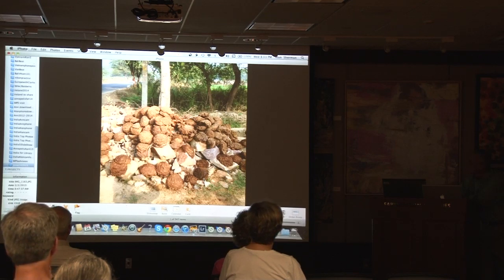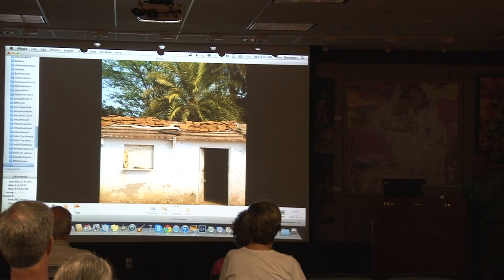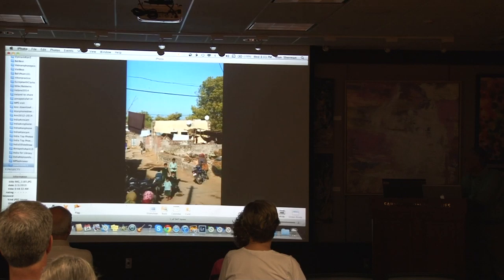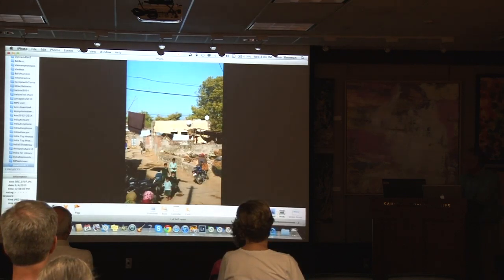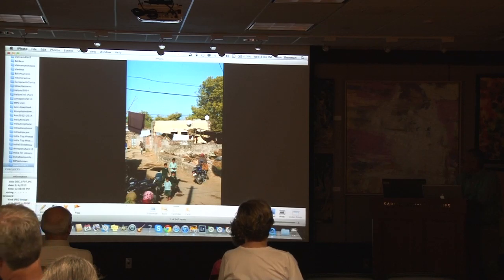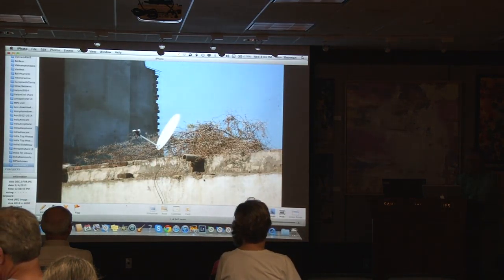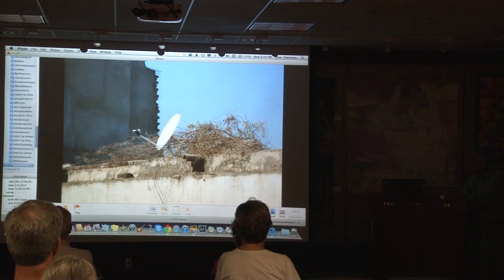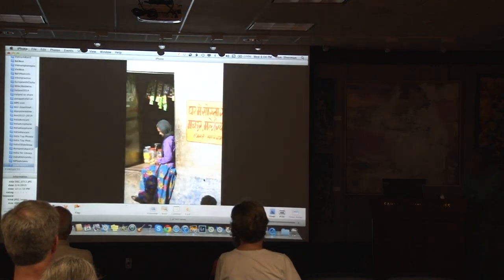There are some of the buffalo dung getting dried out. Sometimes it's put on the roof of the house very frequently. That's where the sun is. So we were going through the village. Notice the dishes. Gotta have TV. Convenience store.